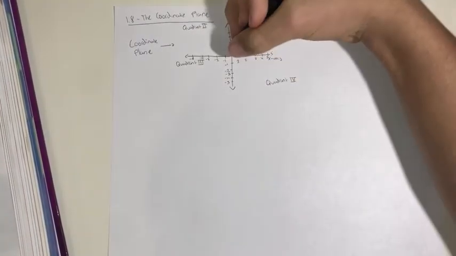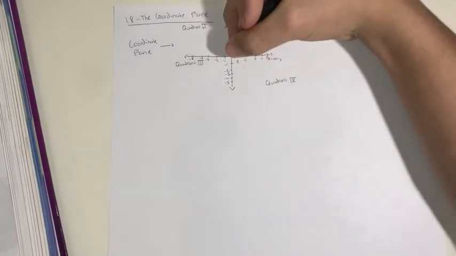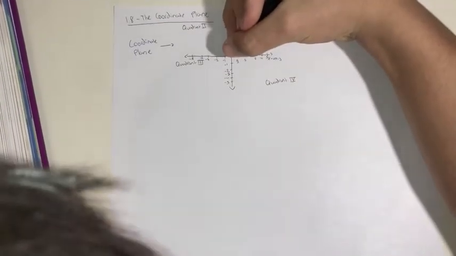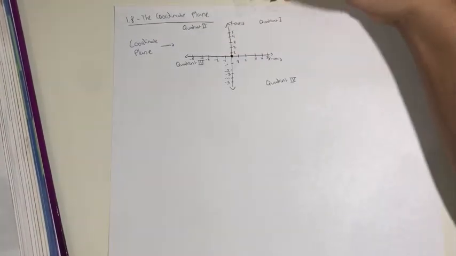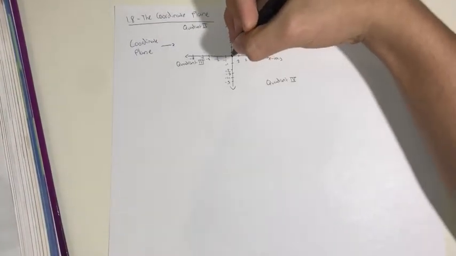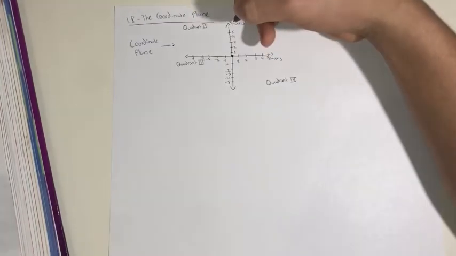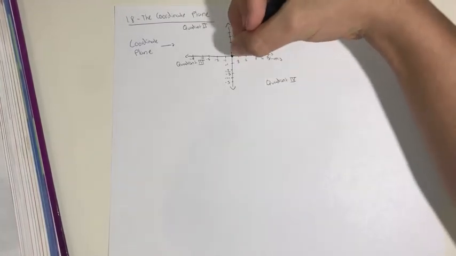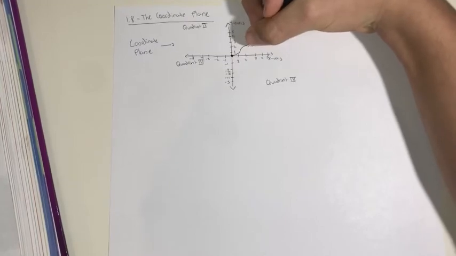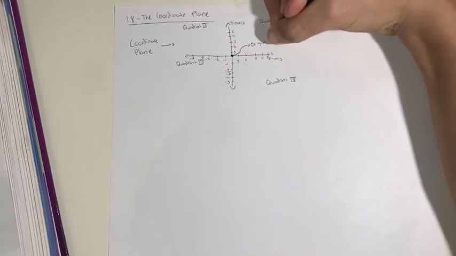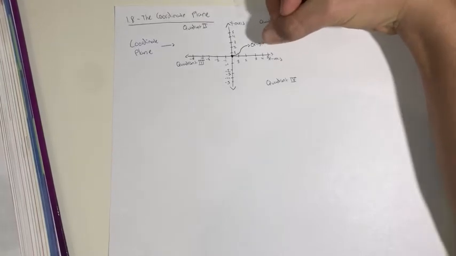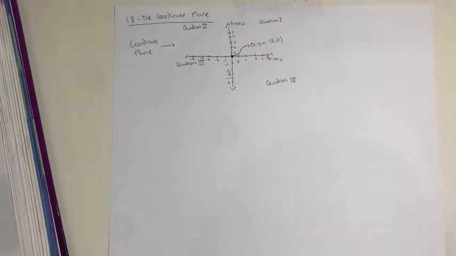So one of the main points in this whole coordinate plane is the origin. The origin is where everything starts, and it is the point of intersection between the y-axis and the x-axis. Let's write this here. Origin, which is (0, 0). (0, 0) is an ordered pair. I'll explain what that is in a second.